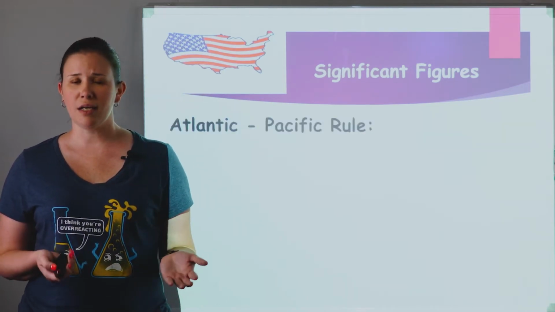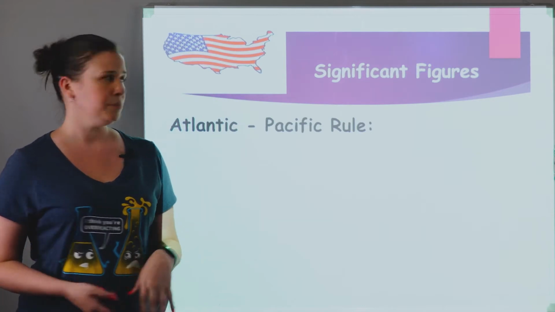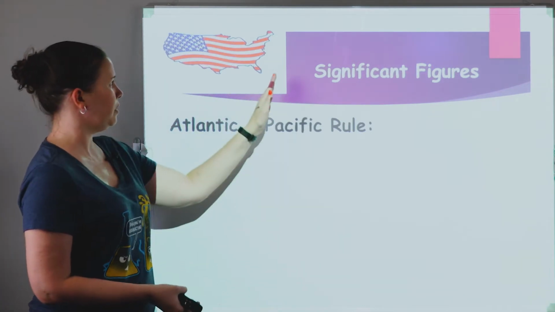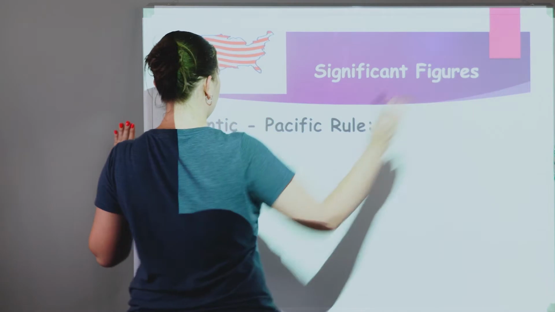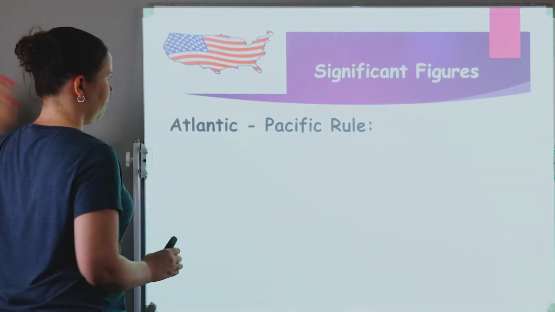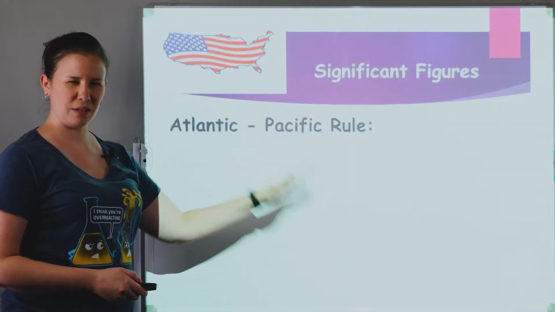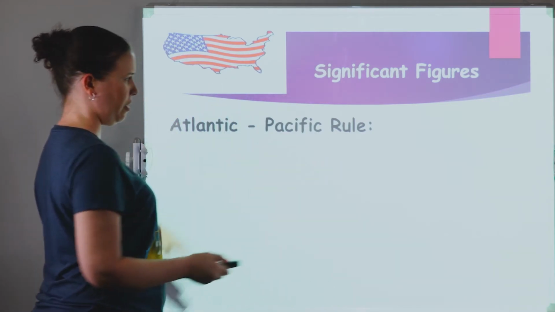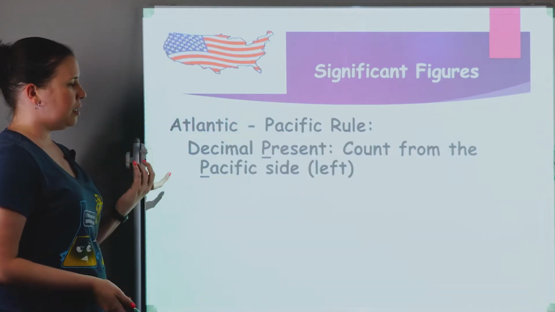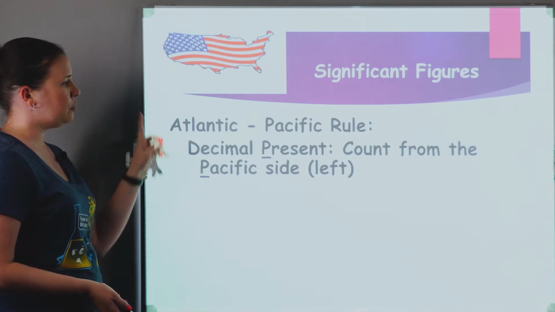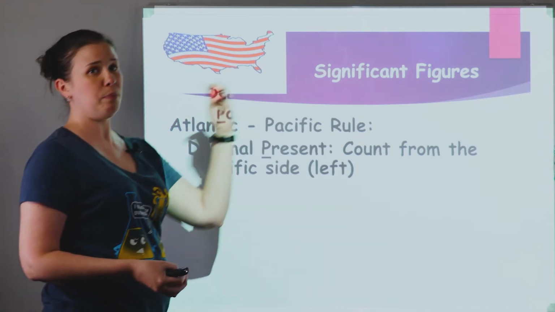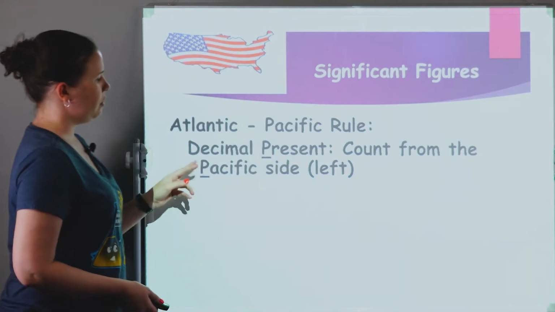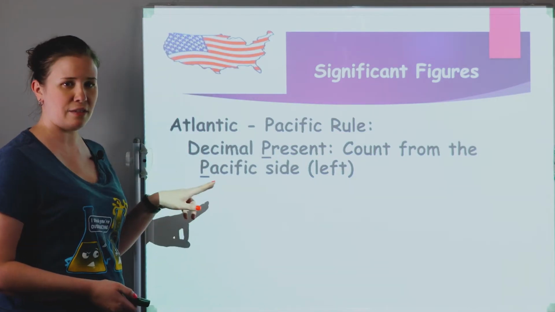So the rule for that is actually called the Atlantic-Pacific rule. And I'm assuming you know this by now, but the Atlantic Ocean would be on the right and the Pacific Ocean would be on the left. And so that's what's going to determine whether we're rounding or how we're rounding, coming from the left or from the right. So the idea here is that if I have a decimal that's present, like 3.50, then I would start counting from the left-hand side.